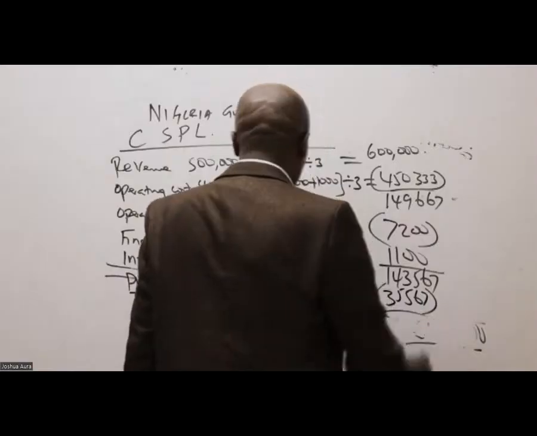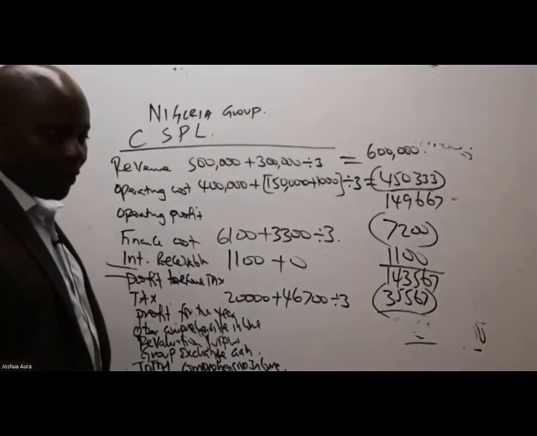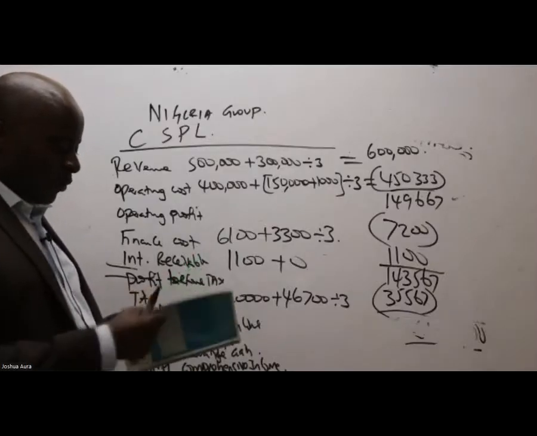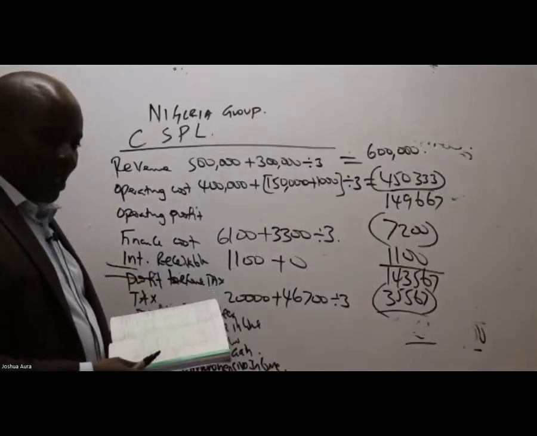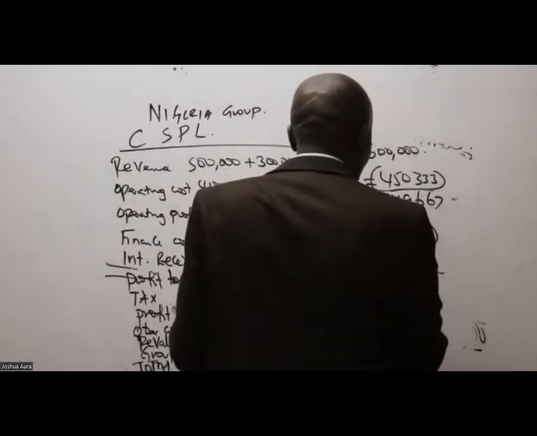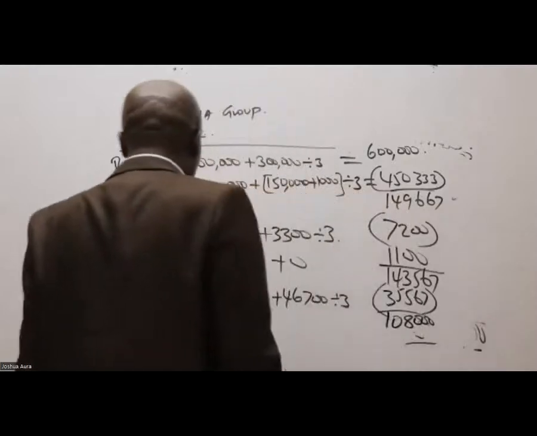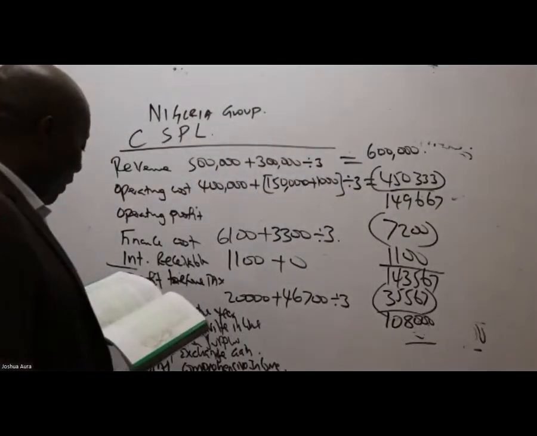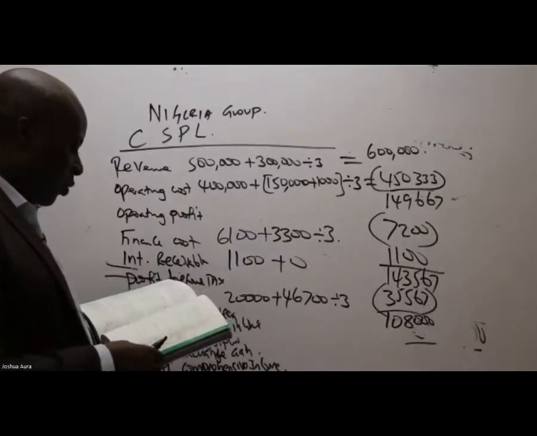So please go ahead and subtract this to give us the profit for the year. Profit for the year. What do we have there? Profit for the year: 108,000. From there, come and give us other comprehensive incomes.